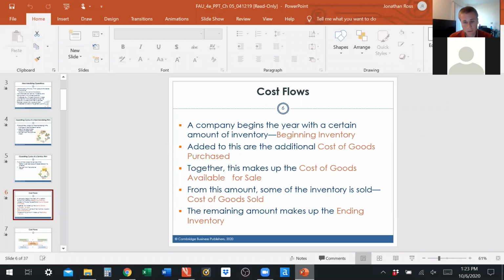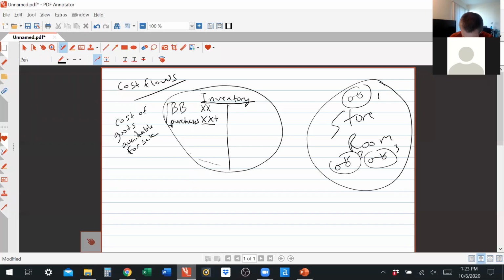From the cost of goods available for sale, we subtract the cost of goods sold. So some of the goods that are available for sale, we sell, and the cost that we originally paid for those bikes is called the cost of goods sold. So suppose we sell this bike right here. What did we originally pay for that bike? We credit that to the inventory account when we sell that bike. And we debit cost of goods sold expense.